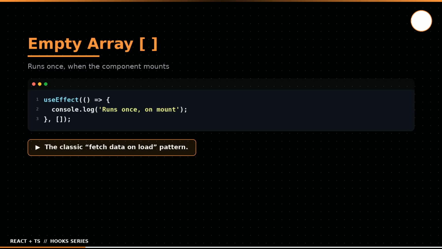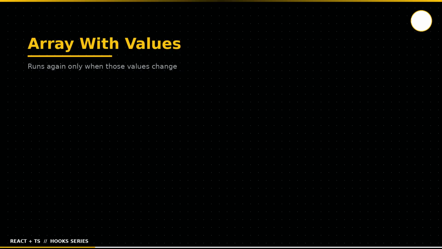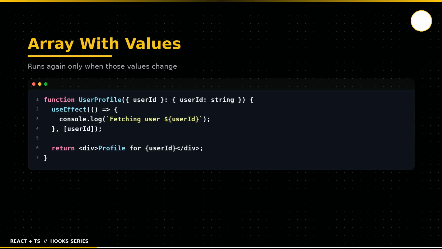Empty array runs once on mount. useEffect, console.log runs once when the component mounts. This is the classic fetch data on load pattern. The empty array tells React this effect doesn't depend on anything from render, so only run it once.